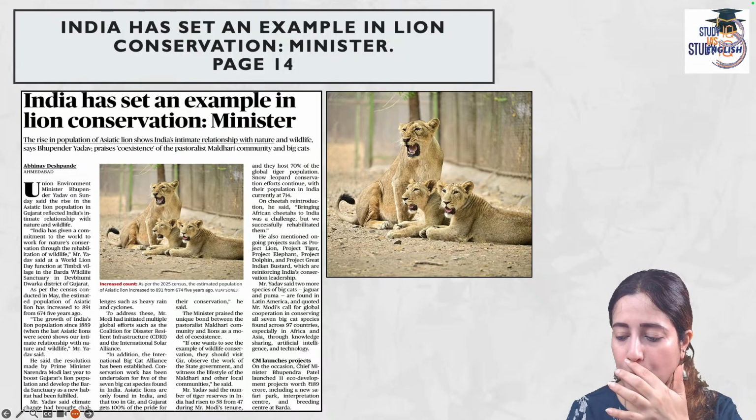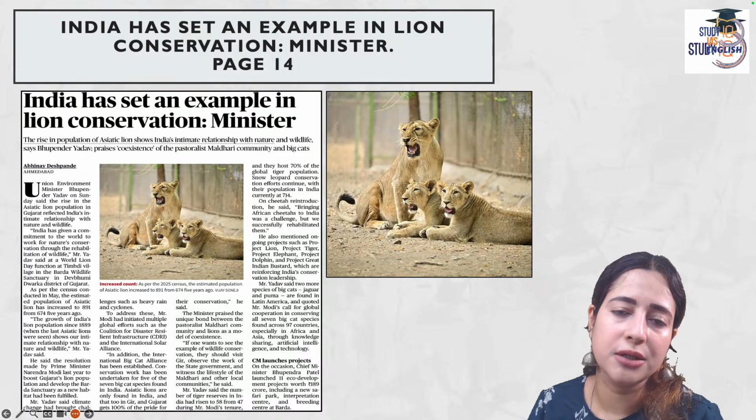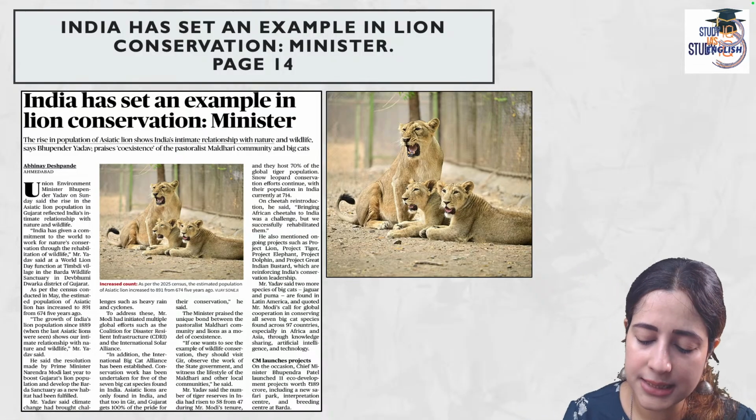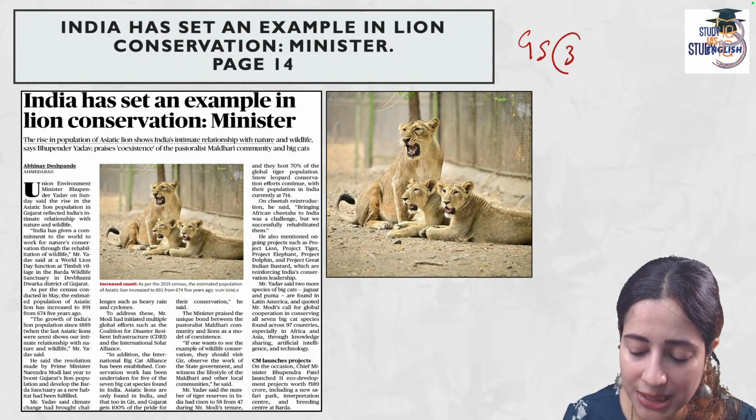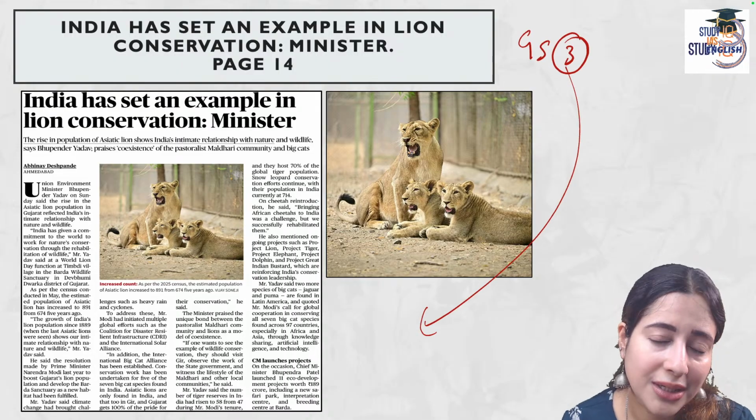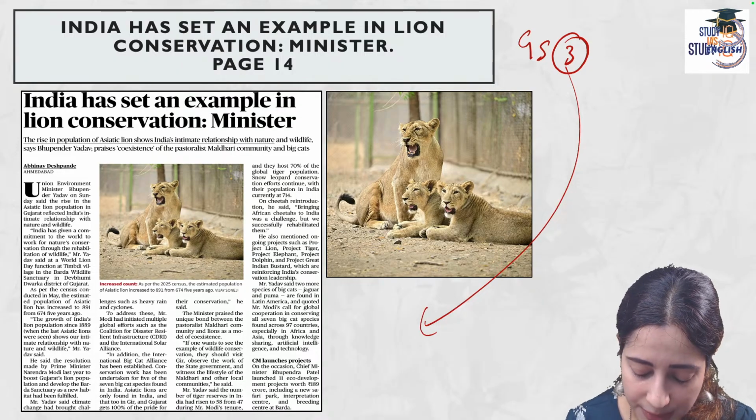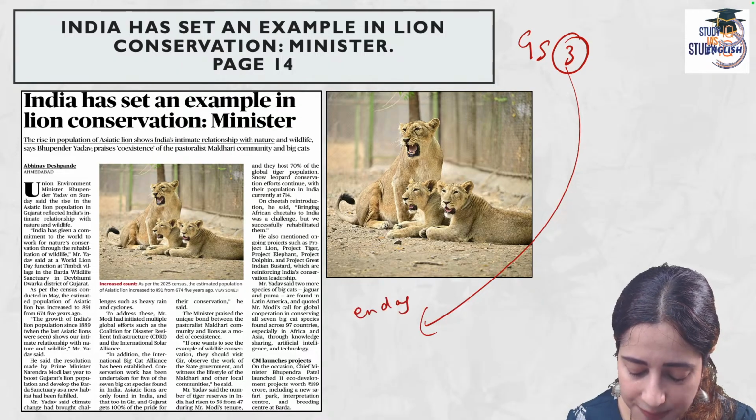And with this, I'll quickly take you to the last short article for the day. This again is GS paper 3. Why? Because we are talking about science, we are talking about endangered species.